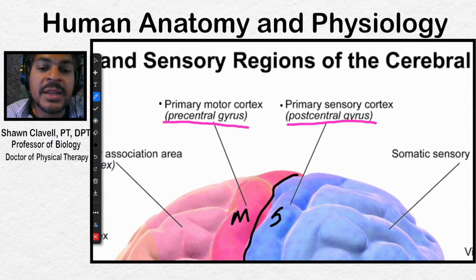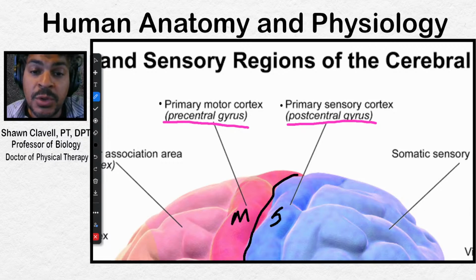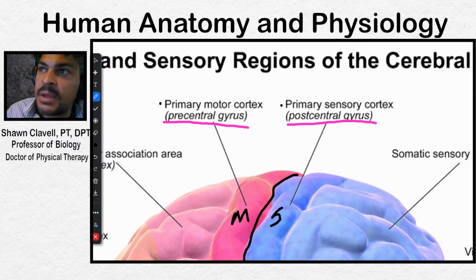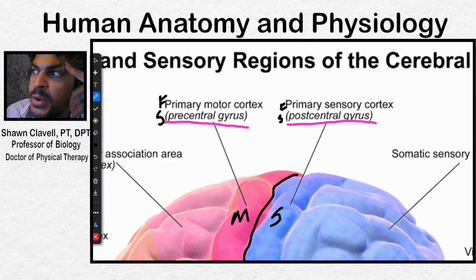So that is located posterior to the central sulcus, and so you've got first here, I'll put a little F here for functional. The functional name is the primary motor cortex. Its structural or anatomical region is referred to as the precentral gyrus. The same thing here. You can see here that the primary sensory cortex is the functional name, and the postcentral gyrus is the anatomical name.